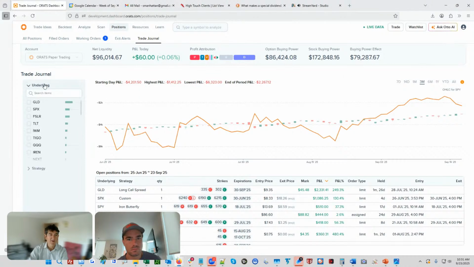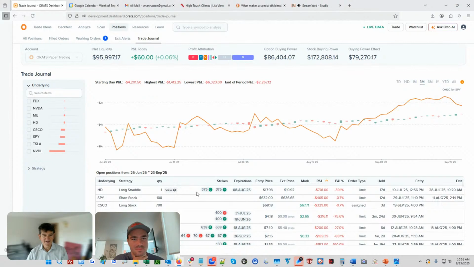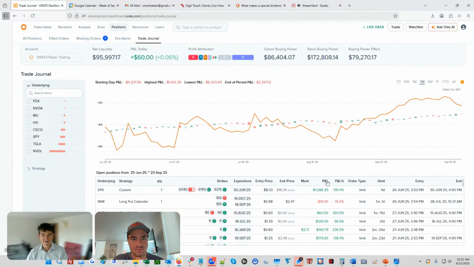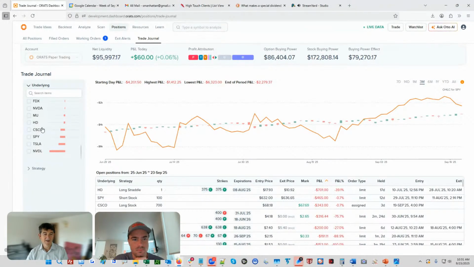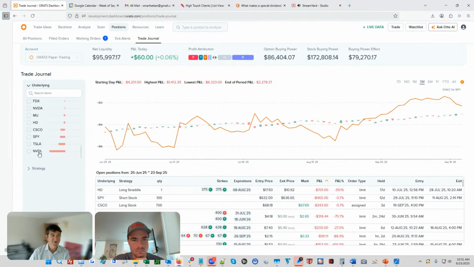I could look at how I'm doing by underlying. So it pulls it up here, like NVDL. I guess I'm not doing too well on that one. What is that? Yeah, well, that's just for that period. It must be off or something. So NVDL, I'm not doing that well.